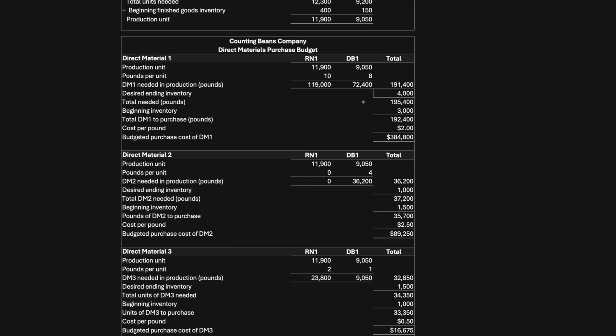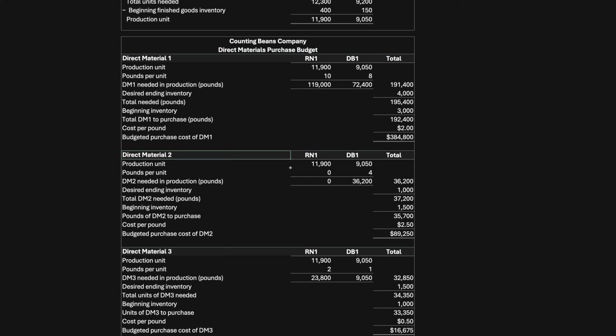The business also desired to have ending inventory of 4,000 pounds, which means the pounds needed in total for the period is 195,400 pounds. However, they expect to have 3,000 pounds at the beginning of the period. So 195,400 subtract 3,000 equals 192,400 pounds multiplied by the cost per pound which was given to us, and we get the budgeted purchase cost of direct material 1 is $384,800.